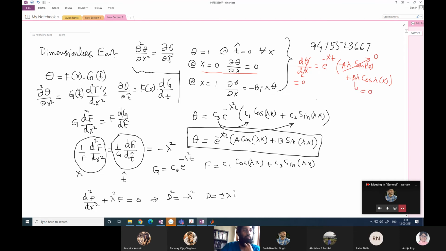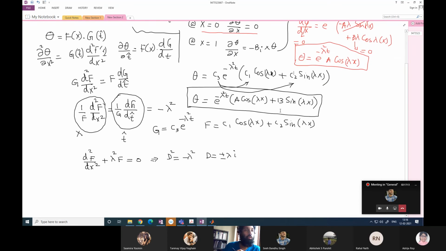So the solution now becomes theta equals to e to the power minus lambda square t A cos lambda x. Okay. So this is now the reduced solution. You see that we are gradually approaching what we had. Now we'll use this boundary condition.